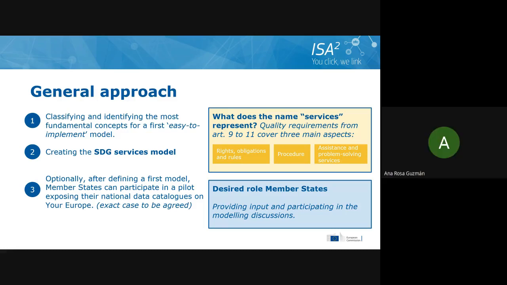Yes, I like simplifications. So I agree with Miguel that we should start with the simplest case, which is a procedure processed by only one competent authority. However, the registering of a vehicle abroad is a bad example of that. So.